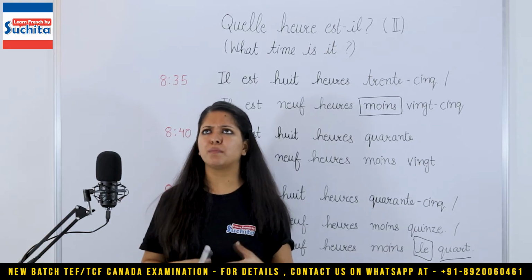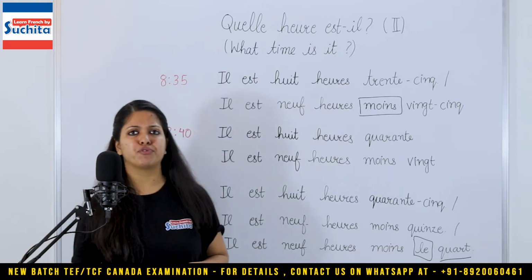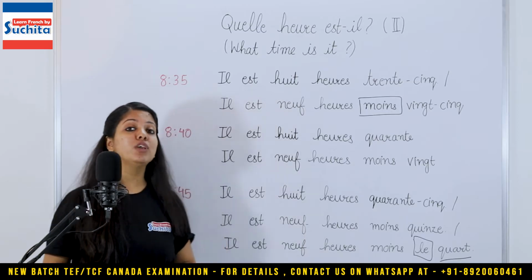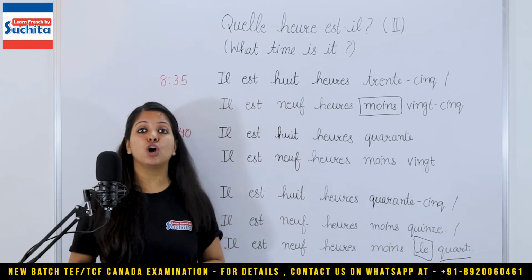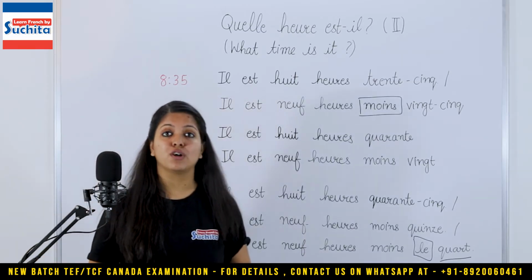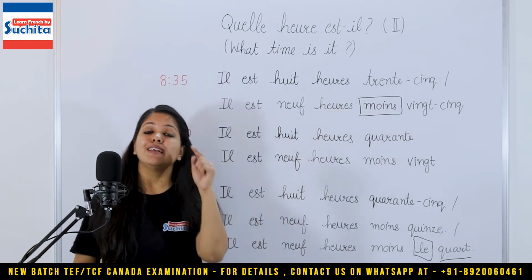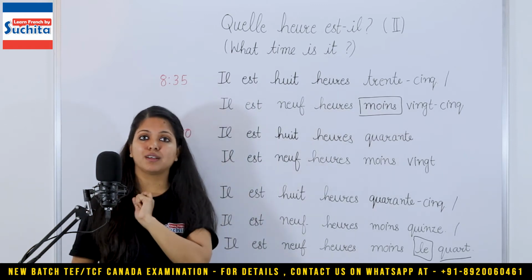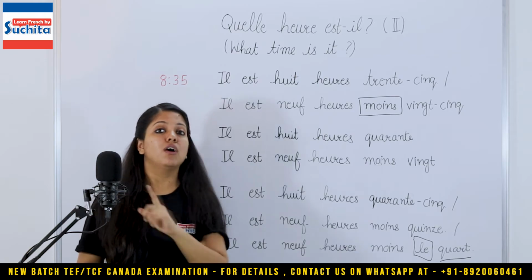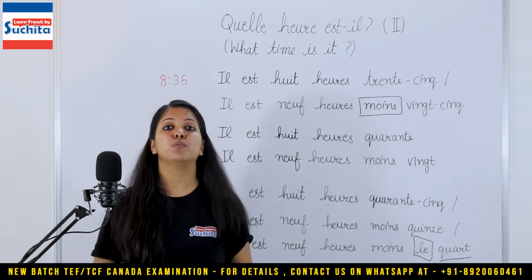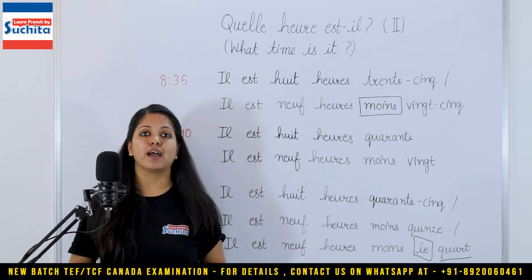I would give you one more example. How do you say it is 5:45? You have three ways of saying. Il est 5h45. Il est 6h moins 15. Or you can also say il est 6h moins le quart.